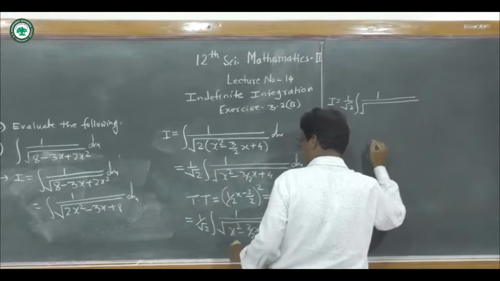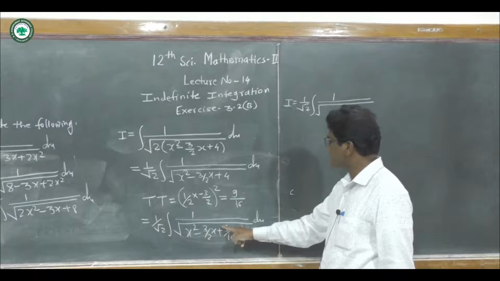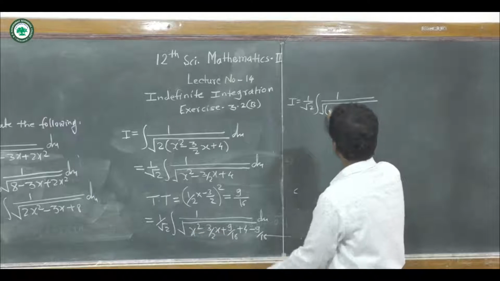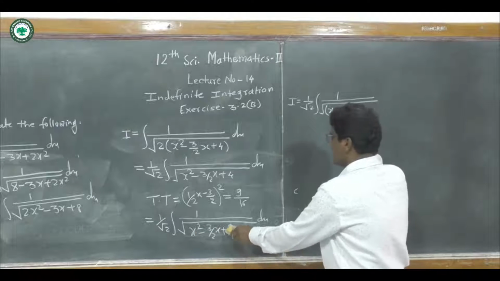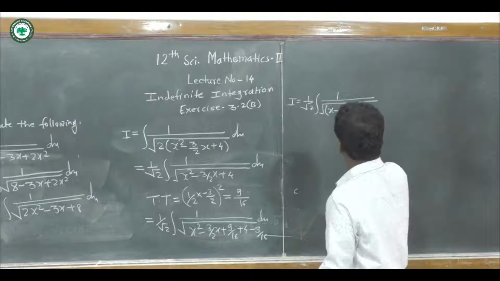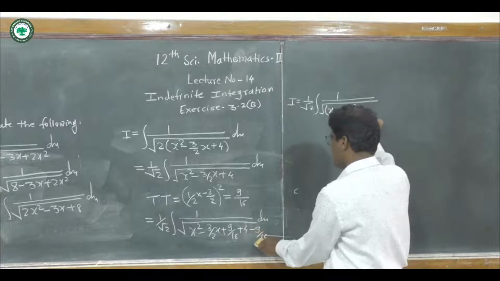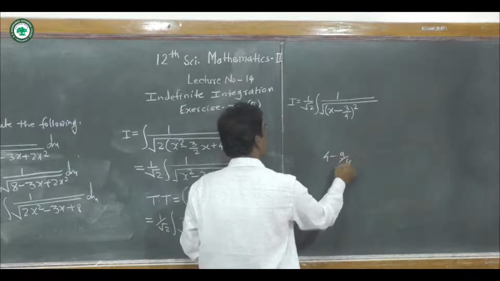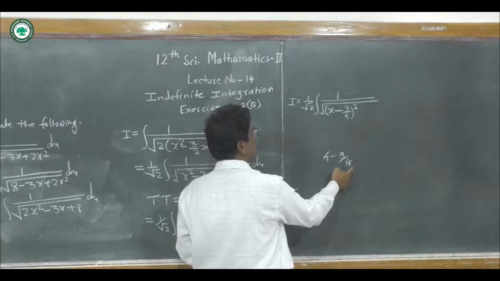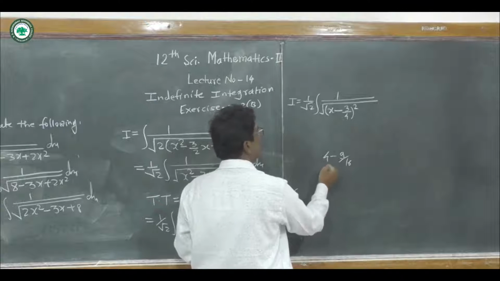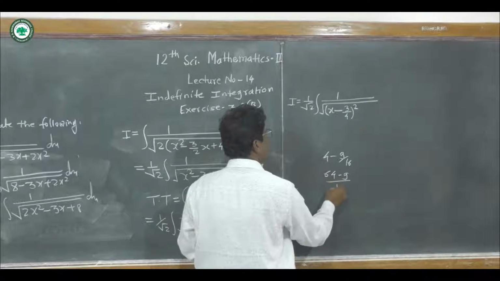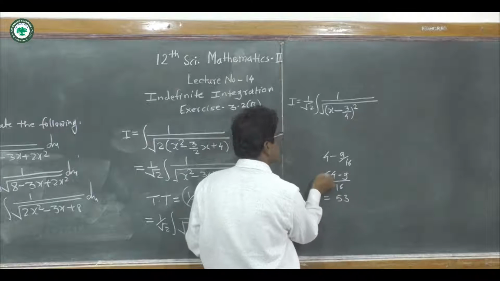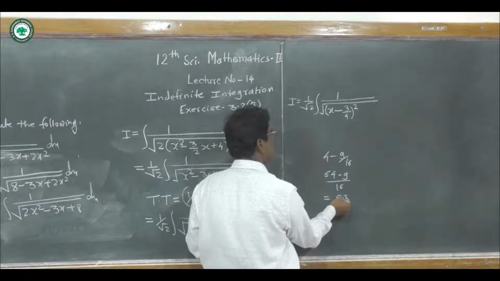root of x square minus 3 upon 2x plus 9 by 16, which is the complete square of, take the square root of x square, that is x, middle sign minus, then square root of 9 by 16, it is 3 by 4, bracket square, and now plus 4 minus 9 by 16. 4 minus 9 by 16: 4 16s are 64, 64 minus 9 divided by 16.